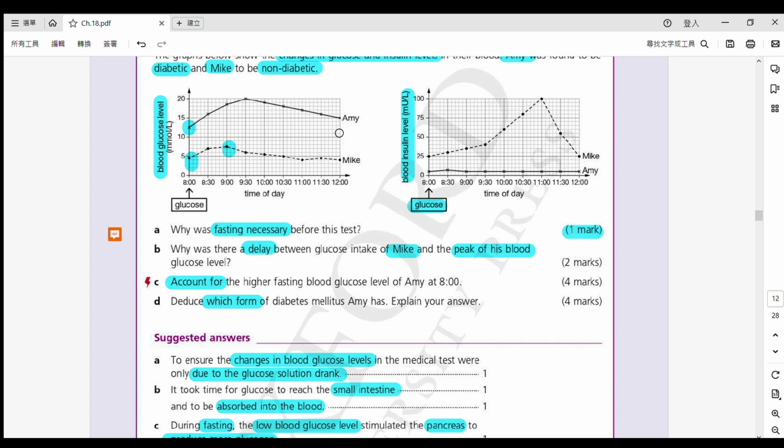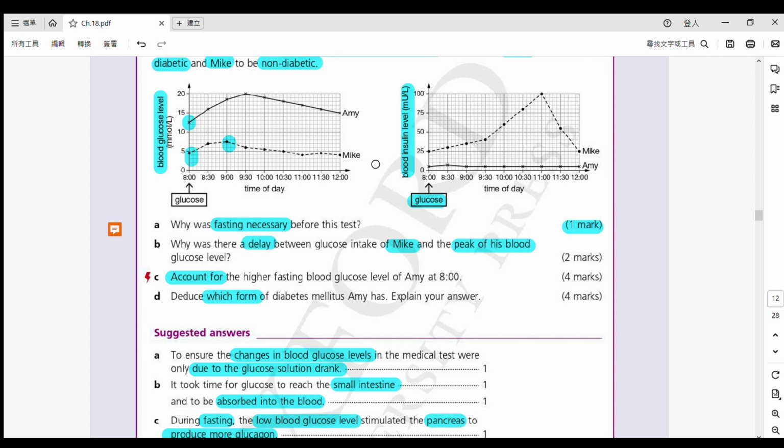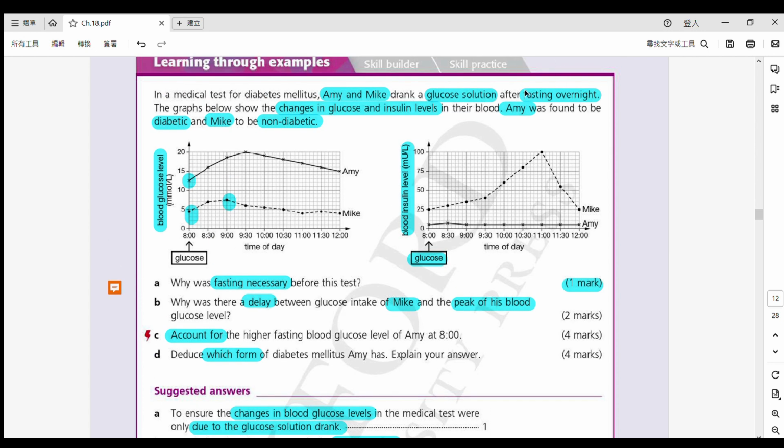Nothing. You shouldn't answer by looking at the line behind. However, you should tell me what is happening in the front. What exactly happened in the front? Okay, so why is Amy having a higher blood glucose level at 8 o'clock? Why did she have a higher blood glucose level before? The reason is, first of all, she is having fasting.